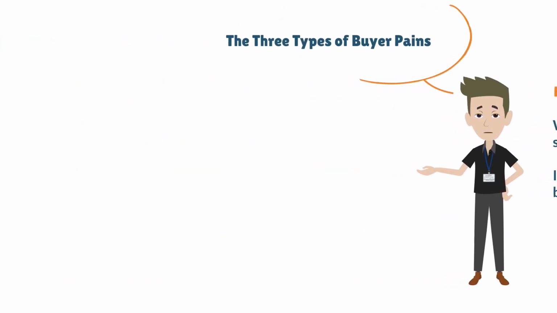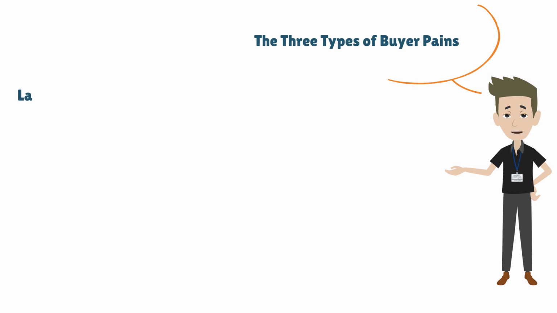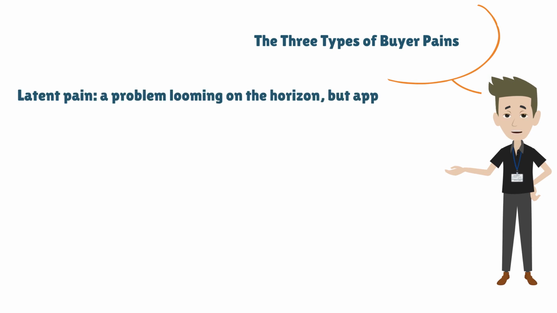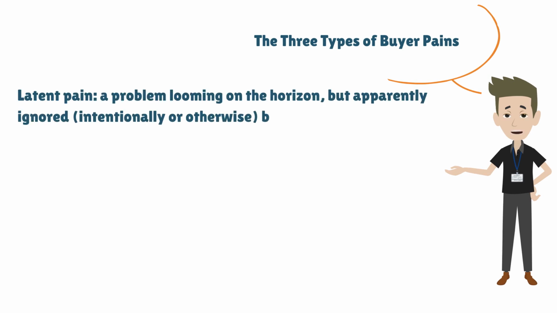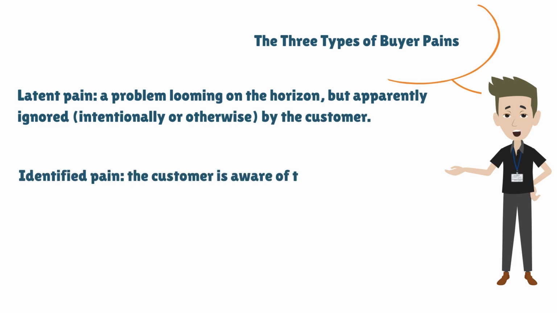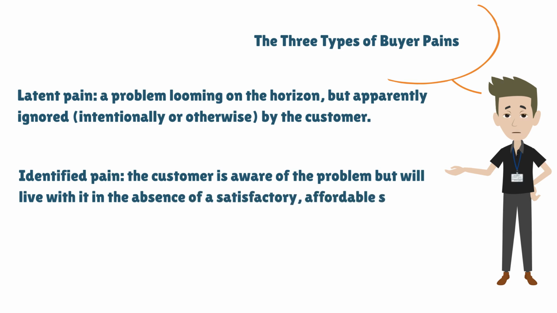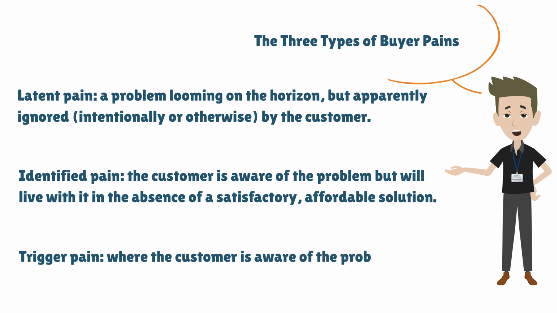There are 3 main types of buyer pain. Latent pain, a problem looming on the horizon, but apparently ignored, intentionally or otherwise, by the customer. Identified pain. The customer is aware of the problem, but will live with it in the absence of a satisfactory, affordable solution. Trigger pain, where the customer is aware of the problem and takes action to solve it.